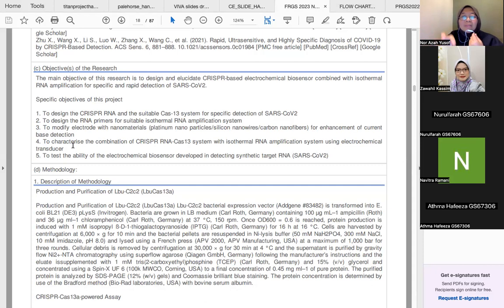When I mention characterize, I don't have to spell out that I have to do GCMS or FTIR or whatsoever. It is understood by people in this field who are reading the proposal what kind of characterization it means. So you don't have to spell it out. To test the ability, okay. Again, the word ability here.